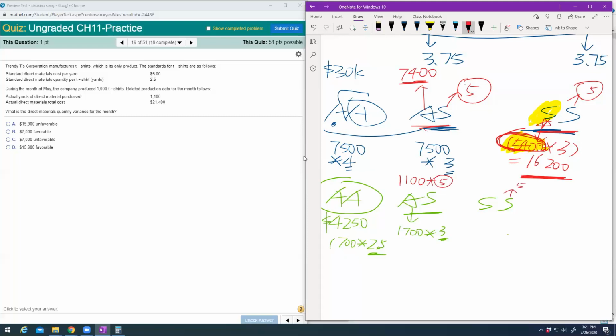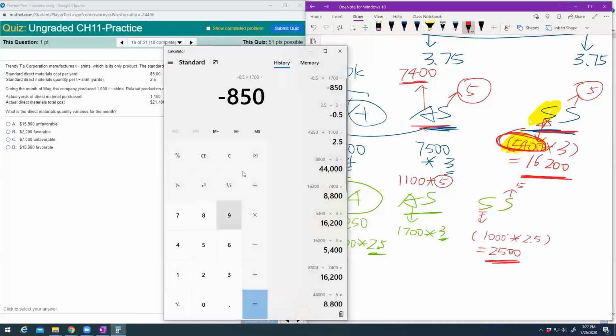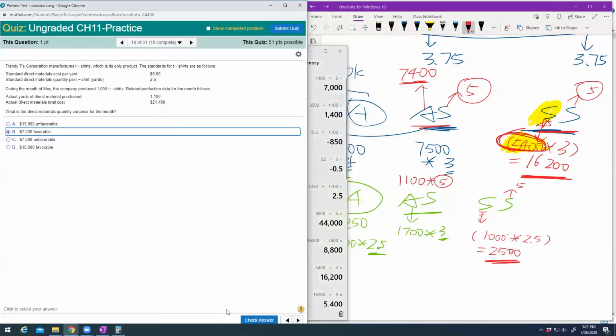Then the standard said how many yards you should use. You produced 1,000 t-shirts, and each t-shirt standard said 2.5 yards. So based on the standard, you should use 2,500 yards, but actually you only used 1,100 yards. So you really saved a lot of material. We definitely have a favorable quantity variance, and then we times each one, so we get 7,000 favorable.